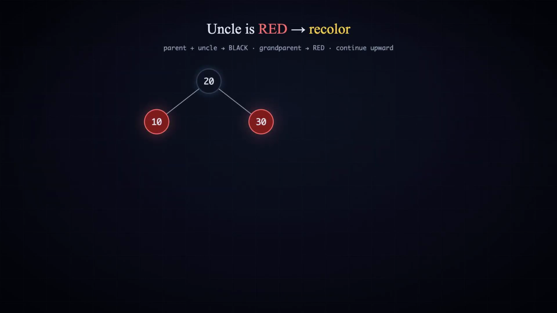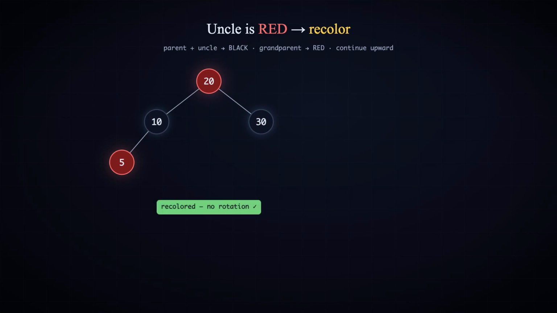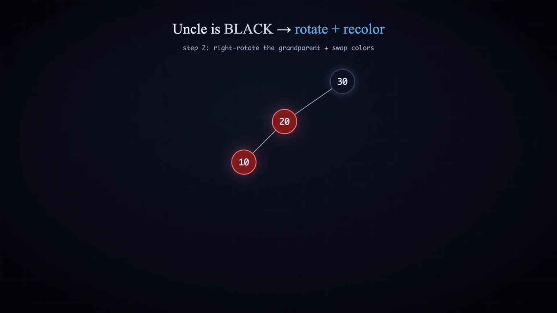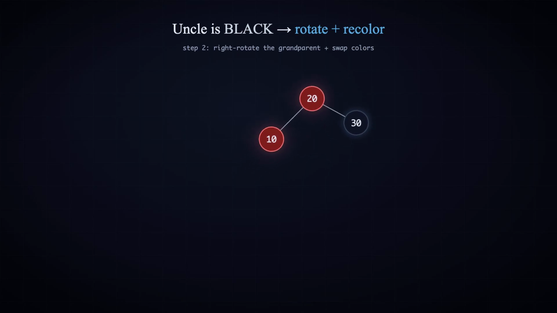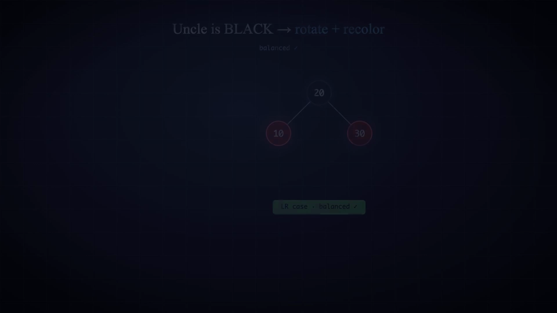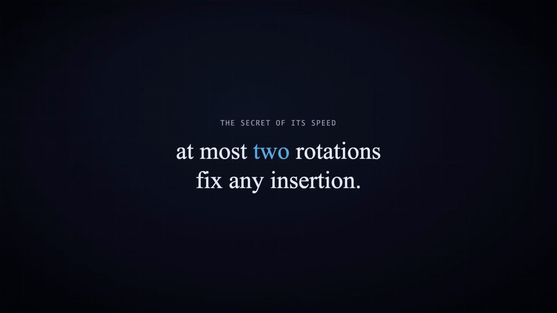When we insert, the new node is always red. If its parent is also red, we have a violation. We look at its uncle. If the uncle is red, we just recolor, paint the parent and uncle black, the grandparent red, and continue upward. If the uncle is black, we rotate, just like AVL, and recolor. At most 2 rotations fix any insertion. That's the secret of its speed.